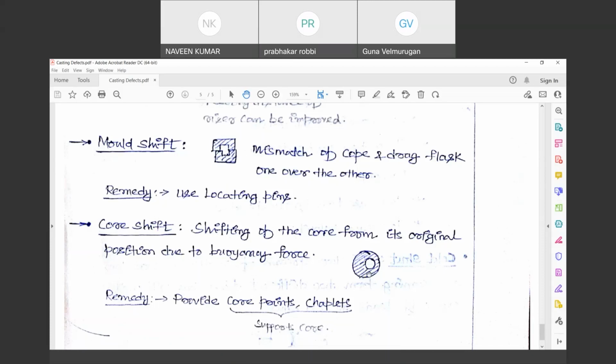Or else, if you haven't designed proper core prints, because we have already seen the formula for calculating the force on the core prints, right? The formula is G into volume of core into (rho m minus rho c). We have seen this formula. If you haven't designed this properly, the core will shift here and there. Instead of having the hollow section at the center, it will offset itself and form a hole at a different place. That's not good. How do you avoid that? You provide core prints and chaplets to support the core so that it will not float here and there.